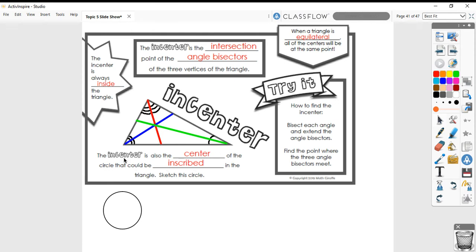Now, this little bit of information down here at the bottom, the incenter is the center of the circle that could be inscribed. What that means is if you took a circle and made it the size that the edge of the circle would touch all three sides of the triangle, just like this, okay? The outside of the circle touches all three sides of our triangle. The center of that circle, right there, is the incenter of the triangle. That's not necessarily something that we're going to try and draw a whole bunch, but it is interesting how that works together.